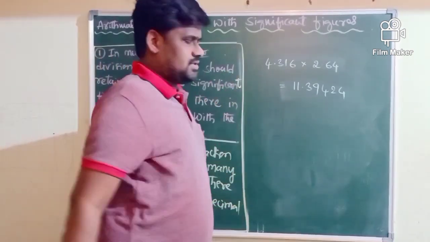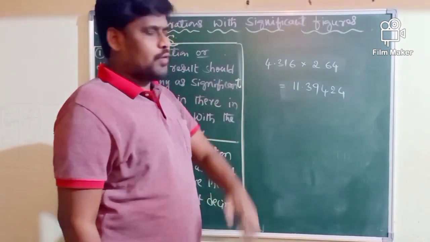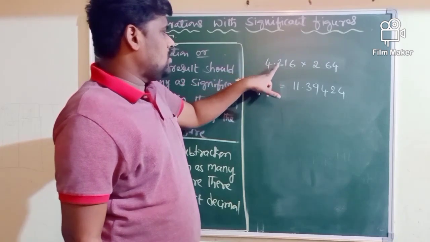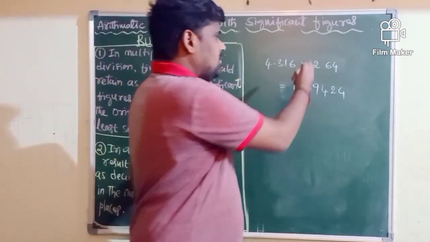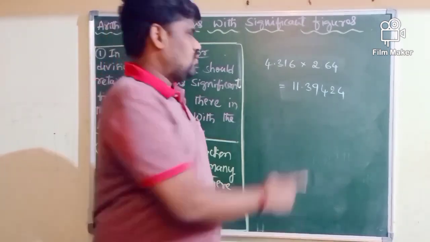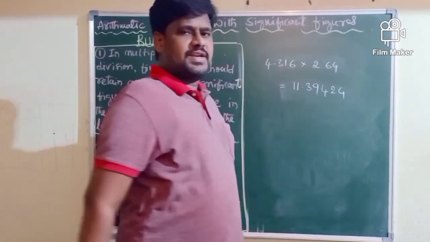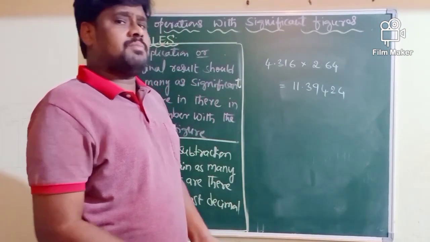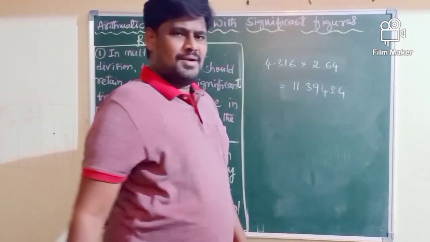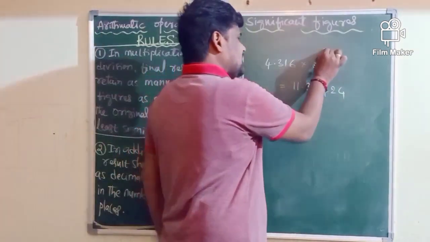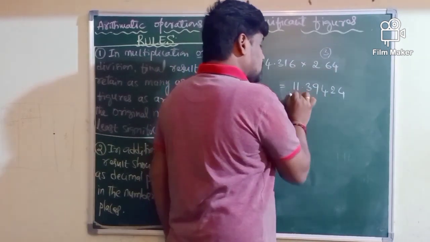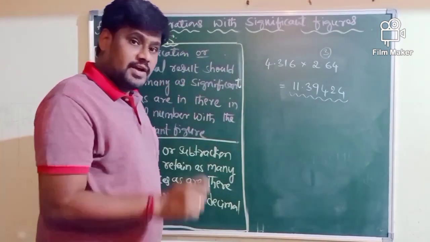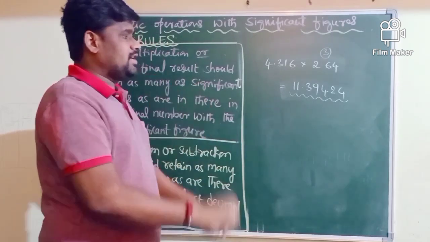So I have two numbers which I am going to multiply. The first number has how many significant figures here? 1, 2, 3, 4. The second number has how many? 1, 2, 3. First number 4 significant figures, second number 3 significant figures. Which number has the least number of significant figures? The second number, with 3 significant figures. Therefore, your answer should also have 3 significant figures.